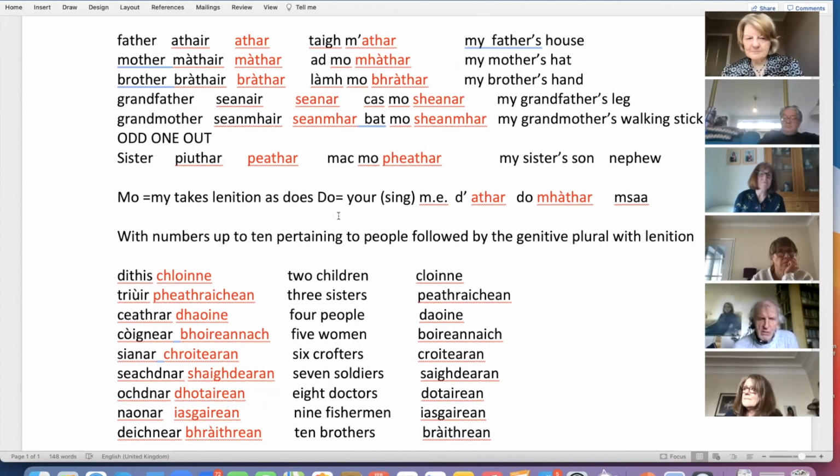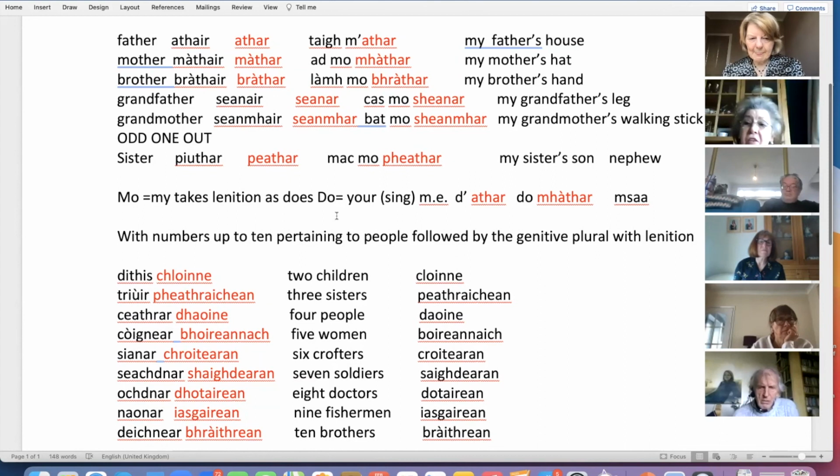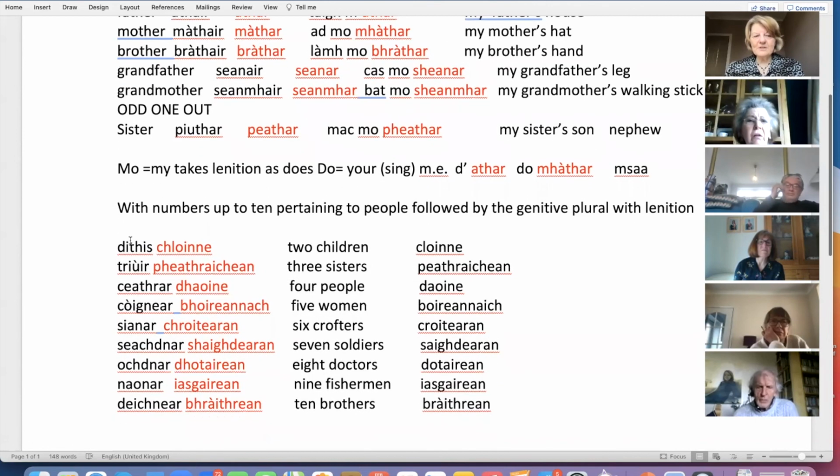Does mo and do always take the genitive? Or is it just that they lenite? It's not that they're linked to the genitive. They are possessive in another sense, mine or yours. And then your numbers, dithis, triùir, ceathrar, coignear, sianar, seachdnar, ochdnar, naoinear, deichnear, always take the genitive with lenition.